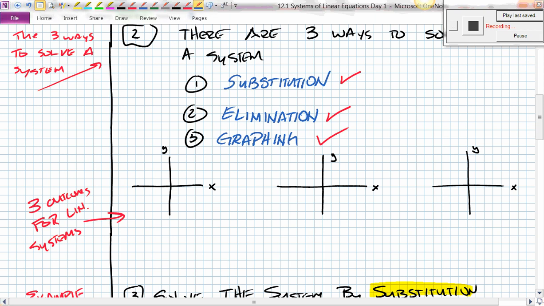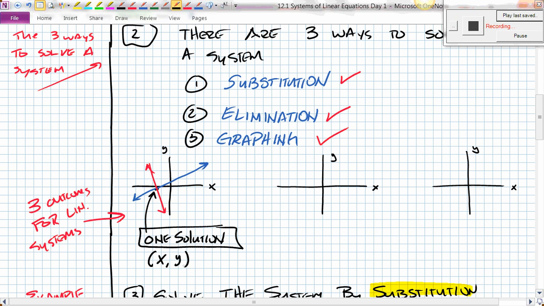3 outcomes for possible systems, right? Well, one of them could be this one. I could have 2 lines, since I'm talking about linear systems, that go off in both directions, and they actually intersect somewhere. Where they intersect means that there's only one solution possible, because that is the common point of both my red and my blue graph. So I could have one solution, and it's going to be where they intersect, wherever x comma y happens to be. That's easy. That makes a whole lot of sense.